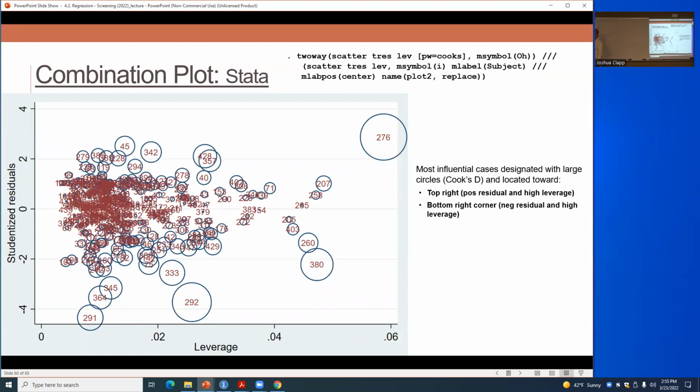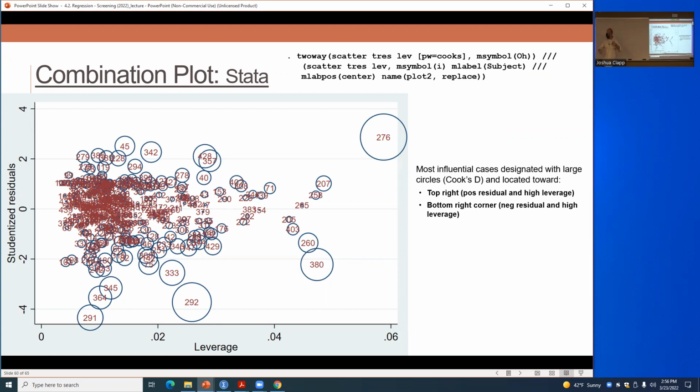Okay, different one. Again, this is just an example from Stata. Here we've got leverages on the X and studentized residuals on the Y, so we flipped that around. But now we've asked the program to draw circles around individual cases, with the scale of the circle relative to the size of Cook's D. So what we're worried about are cases falling in the upper right-hand corner or the lower right-hand corner, but the size of the circle also tells us how big the Cook's D value was.